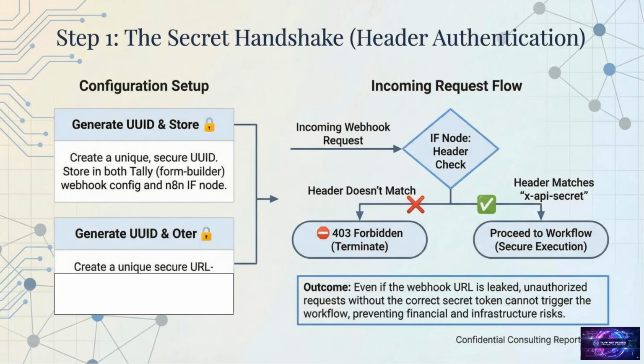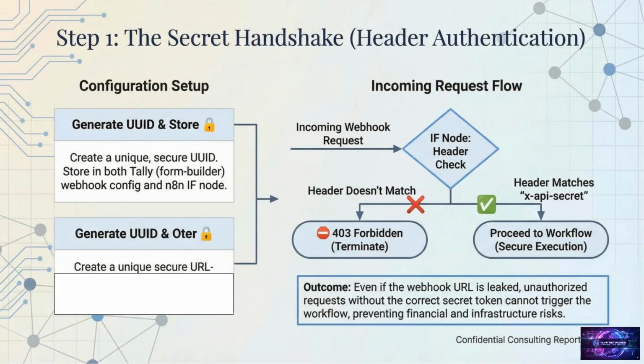You will look for a specific header. Let's call it X-API-Secret. In Tally or your chosen form builder, when you configure the webhook integration, there is usually an option to add custom headers or hidden fields. You will generate a strong random password string like a UUID and place it in the form builder's webhook configuration.